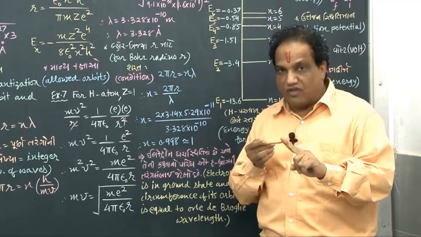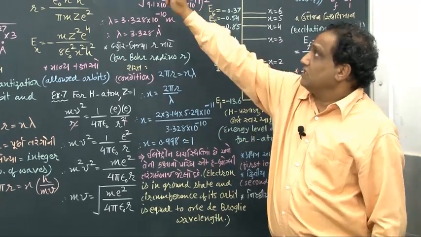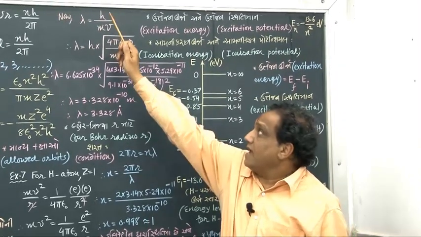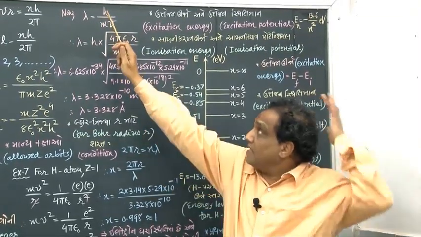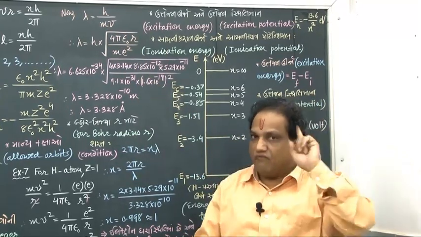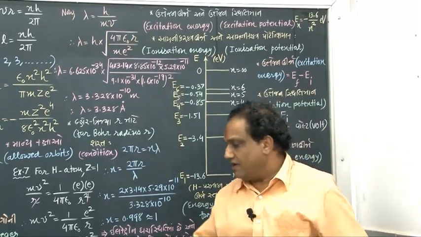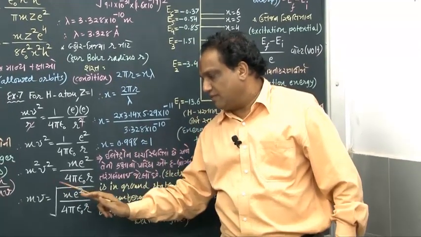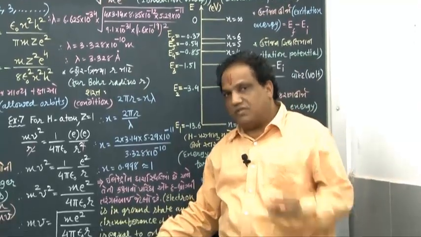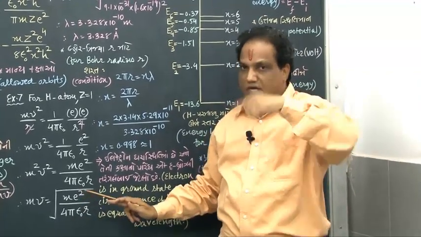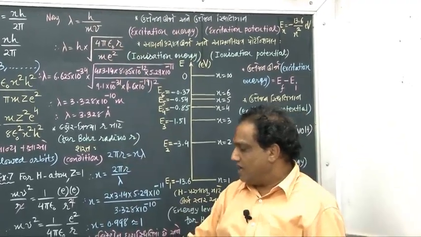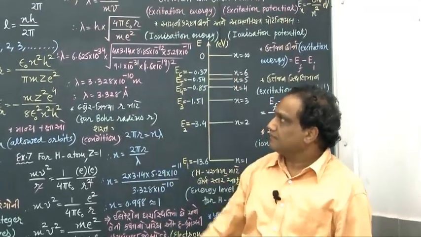Wait, we are looking for the de Broglie wavelength. What is the de Broglie wavelength? Lambda equals, by formula, h upon m into v. h upon mv means h into 1 upon mv. 1 upon mv means the reciprocal of mv. The reciprocal of this is under root of, writing the denominator term in the numerator and the numerator term in the denominator, so under root of 4 pi epsilon 0 r upon m e square.